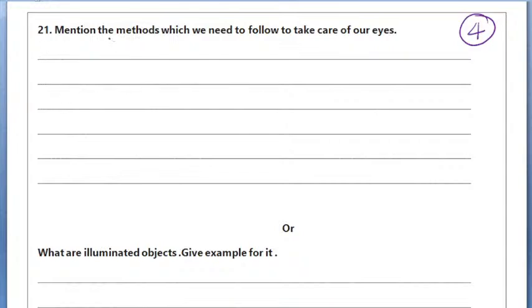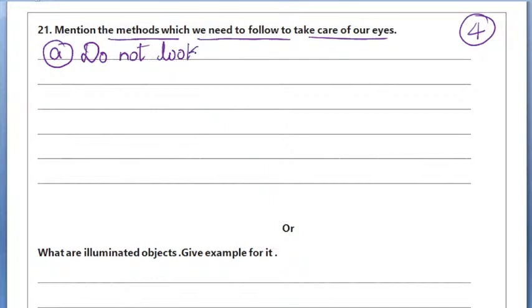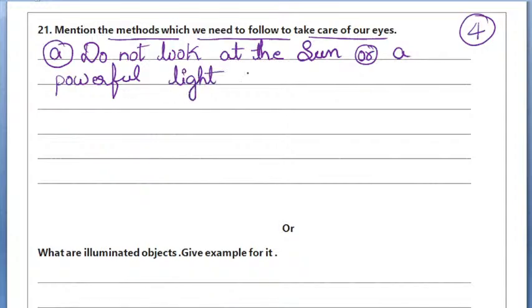The question is, mention the methods which we need to follow to take care of our eyes. How do you take care of your eyes? First point, what do you write, children? I may be slow in writing, but this is definitely going to help you. Do not look at the sun or a powerful light directly. Note down the answers, children. This is one way that you can keep your eyes safe.